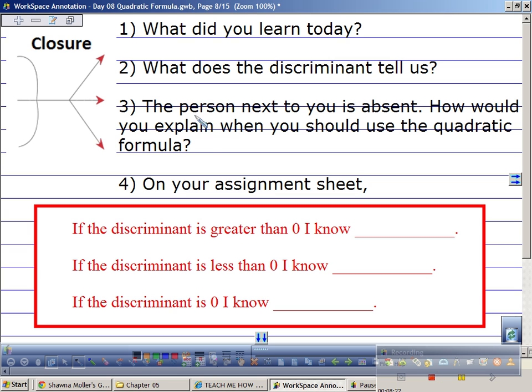The person next to you is absent. How would you explain when you should use the quadratic formula? When you can't factor. Good, Cassandra. On your assignment sheet, please write this down. This is your closing thought. If the discriminant is greater than 0, I know. If the discriminant is less than 0, and if the discriminant is 0. Good job, guys.